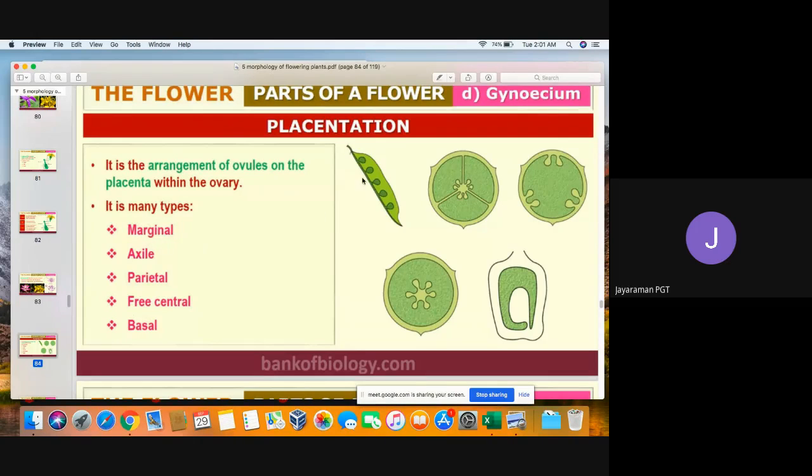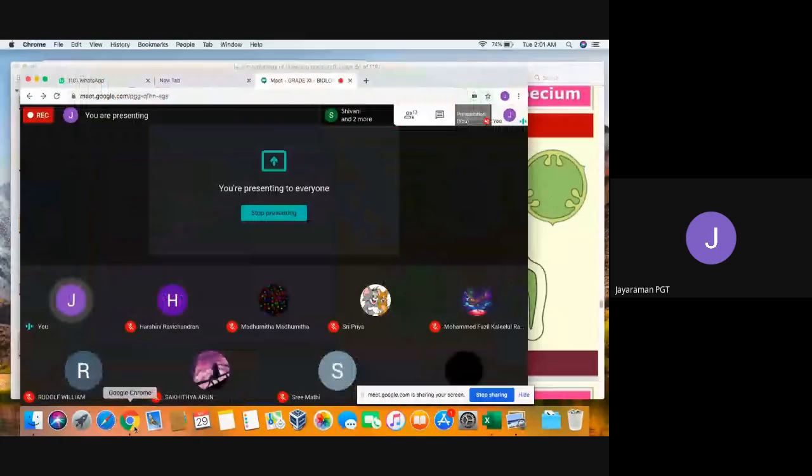We can say marginal placentation. You can see in the first picture, marginal placentation. Look at the bean, the pea varieties. Pea fruit is actually known as a pod. This fruit is given here, and when you open the pea, you can find it is marginal placentation. So let me put the camera on. Sometimes the video gets disconnected.